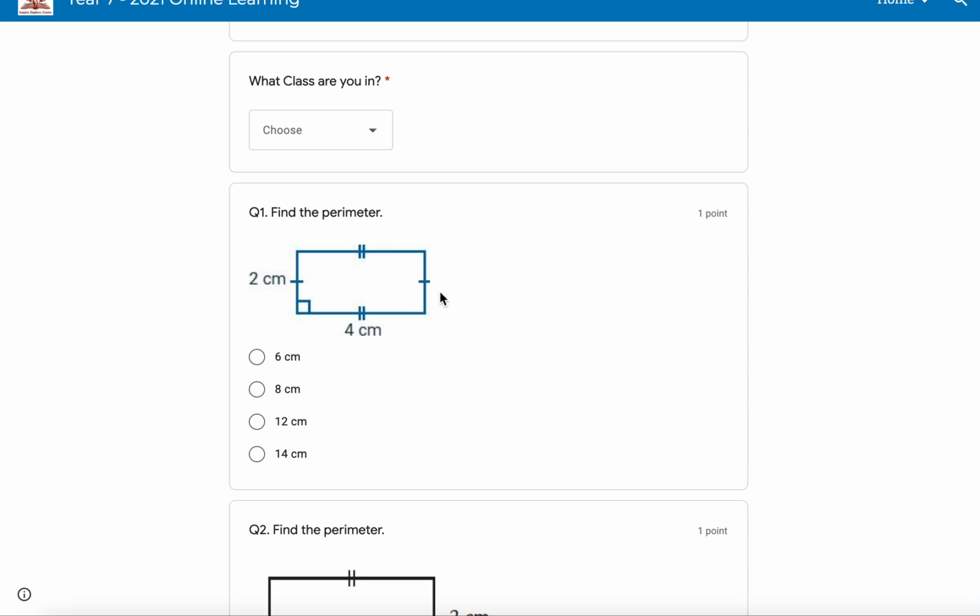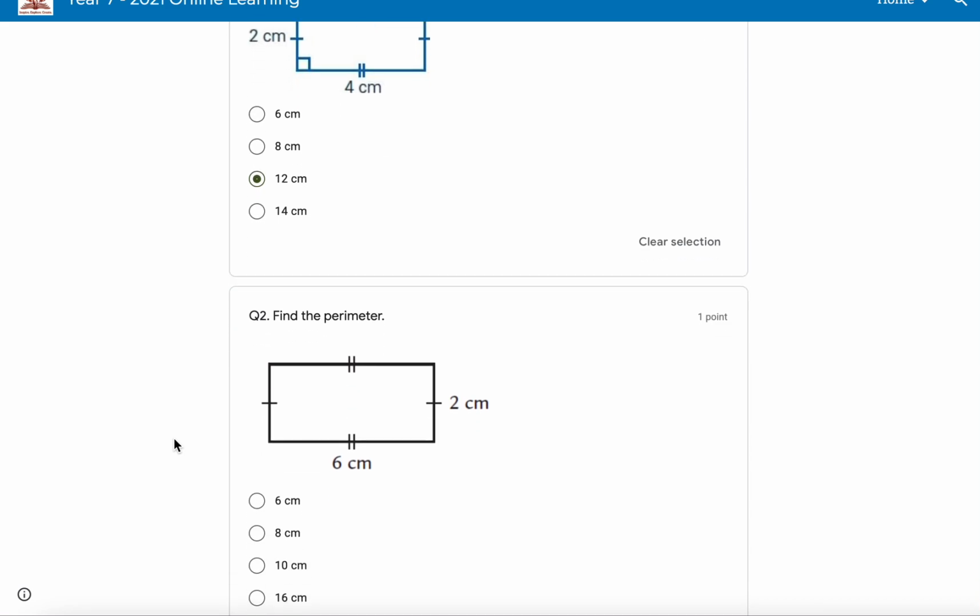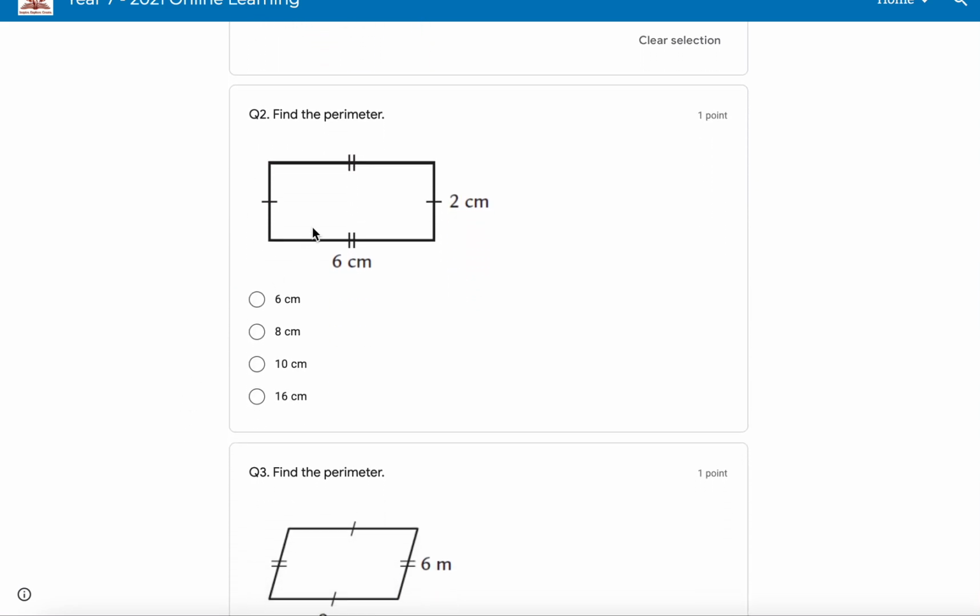So if we want to find the perimeter, it's just the sum of all the sides, okay? So the sum of all the lengths of the sides. So we've got 2 centimeters here, plus 4 centimeters here, so we've got 6 centimeters, plus another 2 centimeters here, plus another 4 centimeters here. So altogether we've got 12 centimeters. So that's our perimeter.